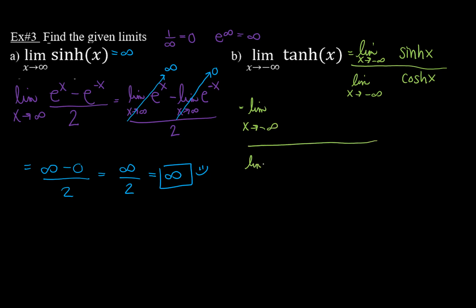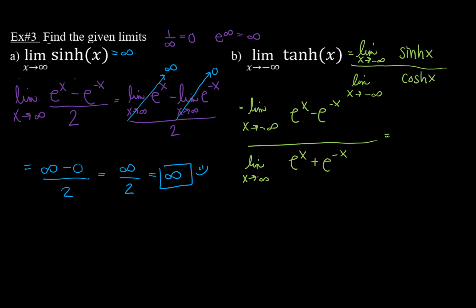Keep in mind that the 2's cancel. When I divide these by each other and use these formulas, the 2's cancel. So I'm going to be left with e to the x minus e to the negative x divided by e to the x plus e to the negative x.